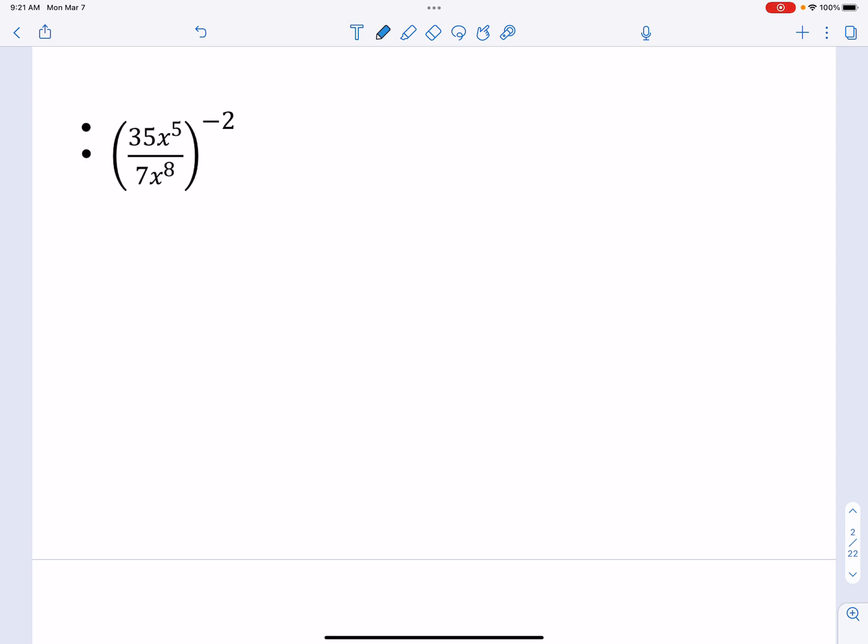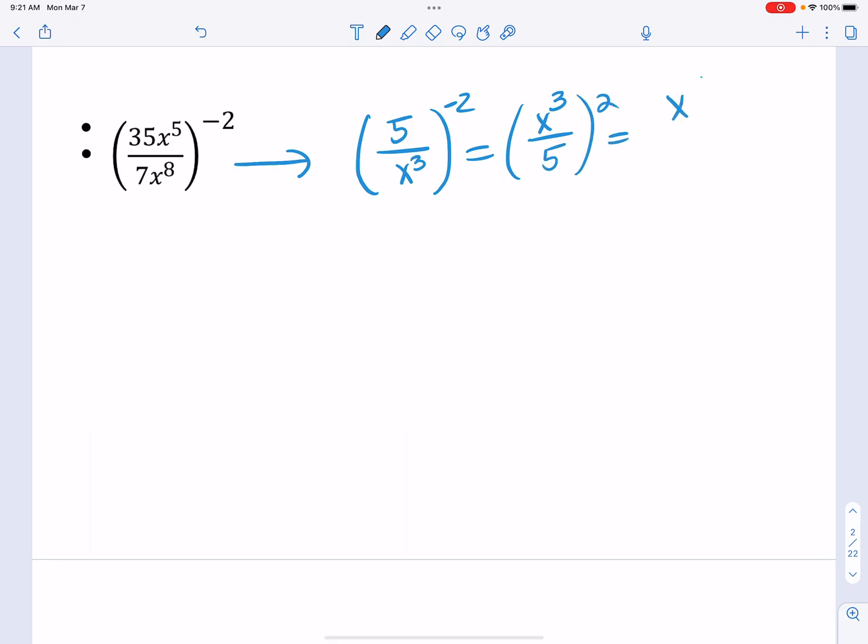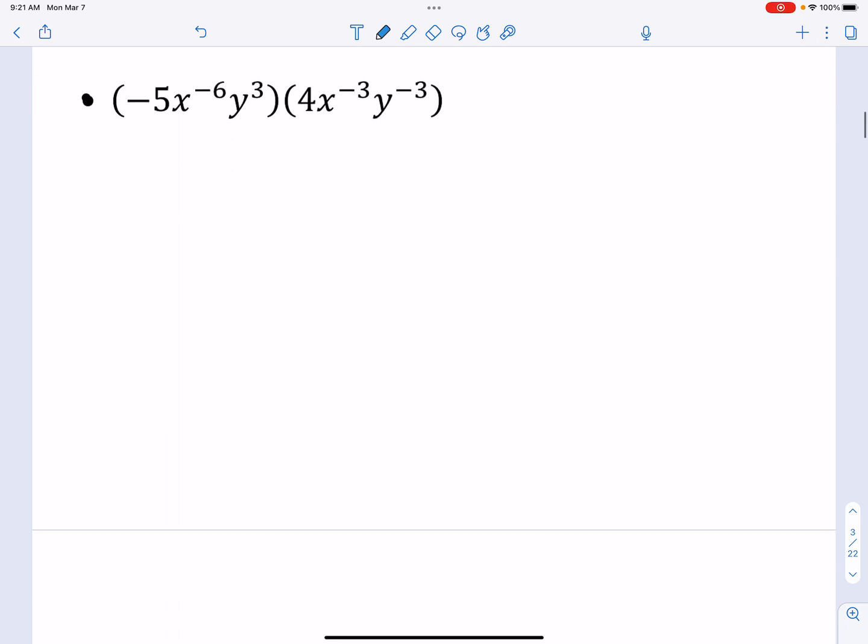Pause, try it. I would definitely reduce the inside before I did anything. And then I would flip it because it was negative. And so then my answer is x to the 6th over 25. If you got that answer but did it differently, then your way is correct. Okay, same thing. Do this one, pause and try it.